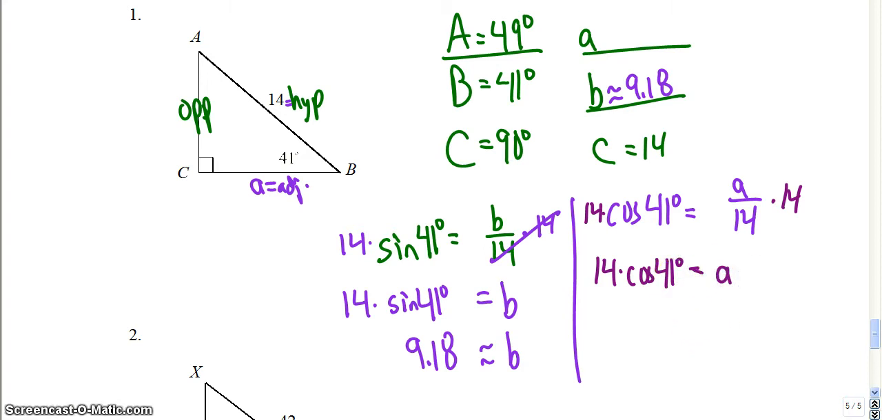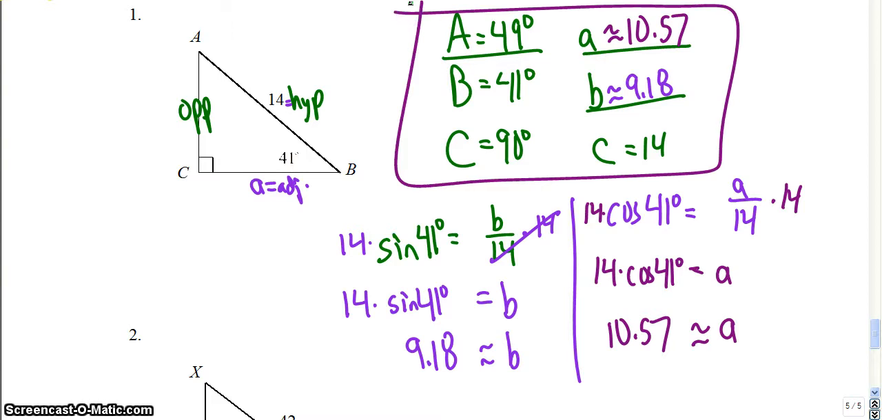Now if you use your calculator, you should get a value for a of approximately 10.57. And one thing to check before you move on: largest angle should be opposite largest side, smallest angle opposite the smallest side. So here is this triangle solved.